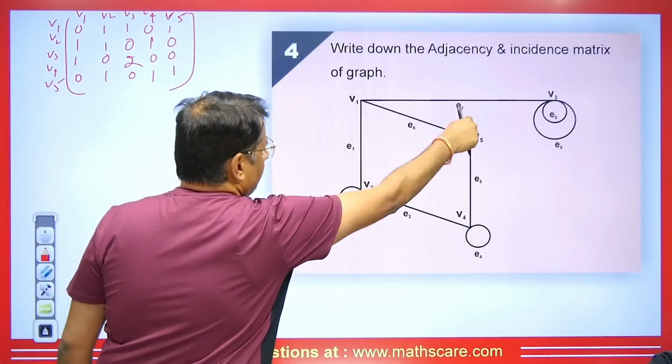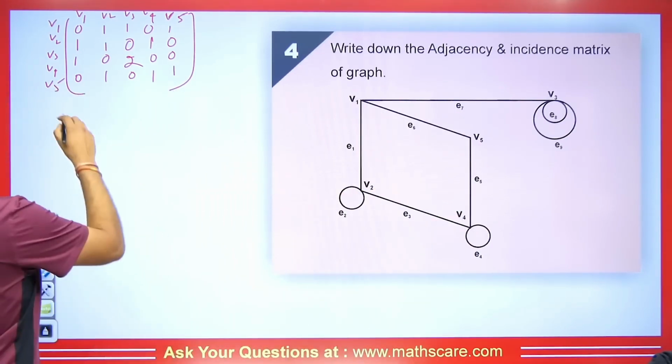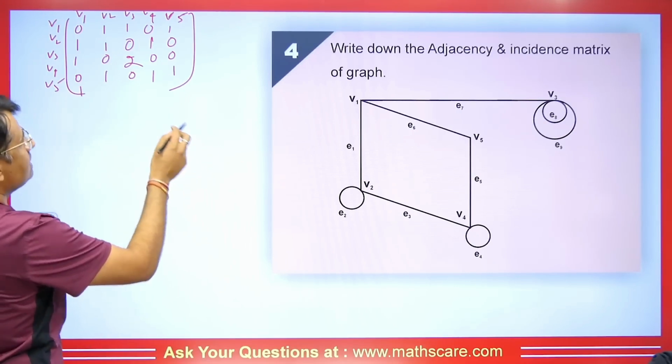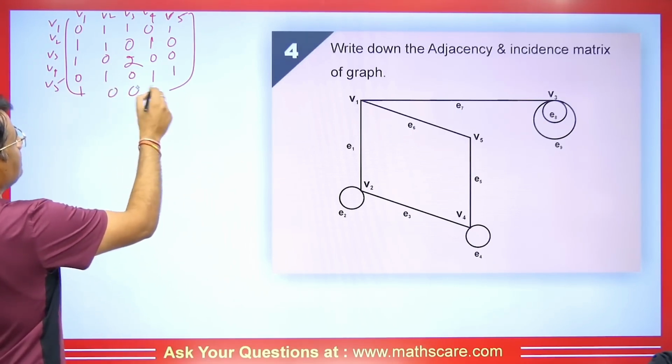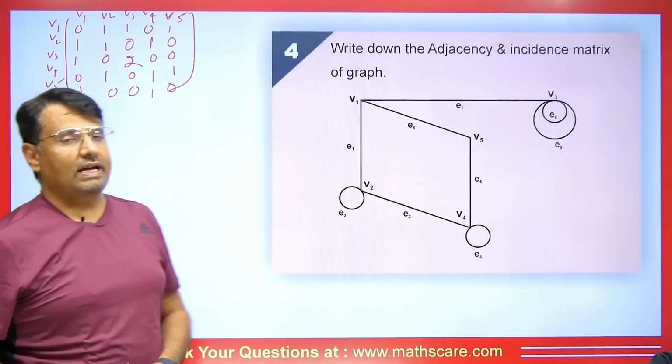Now we will talk about V5. So V5 is connected to V1. It is also connected to V4. So we will get 1. And rest all the elements we have will be 0. So what we have here is its adjacency matrix, right?